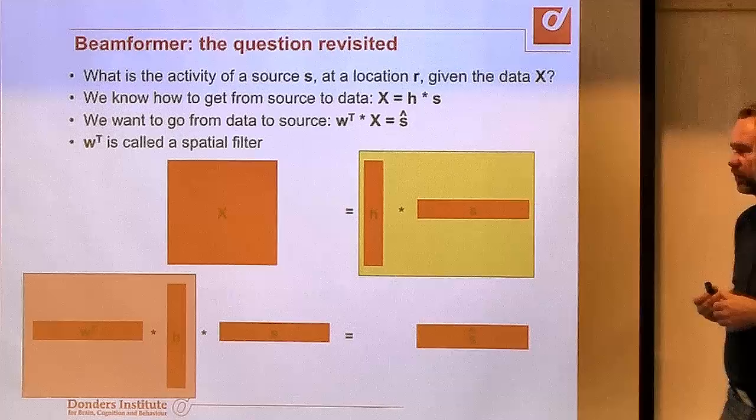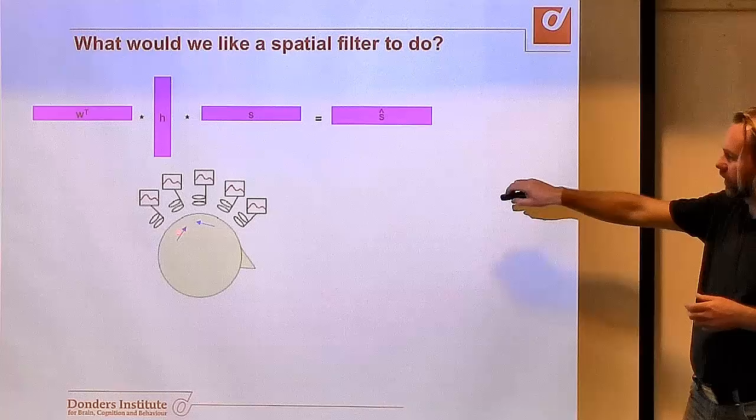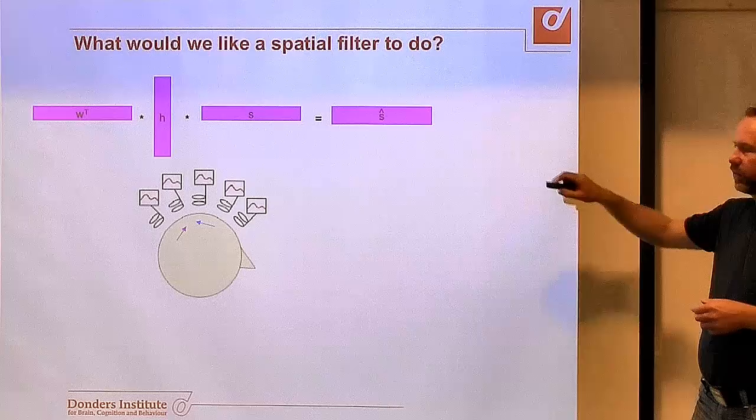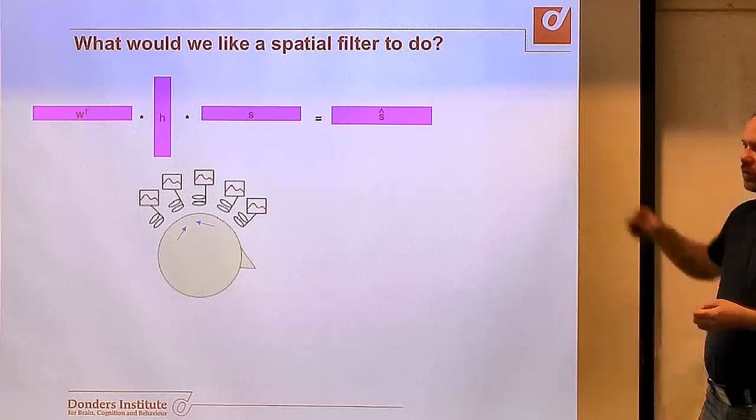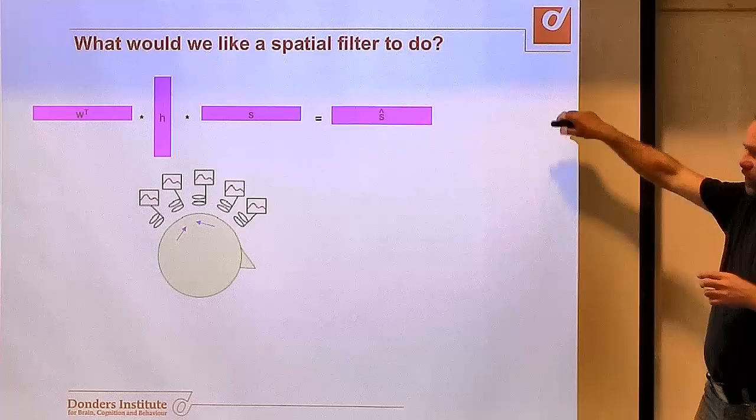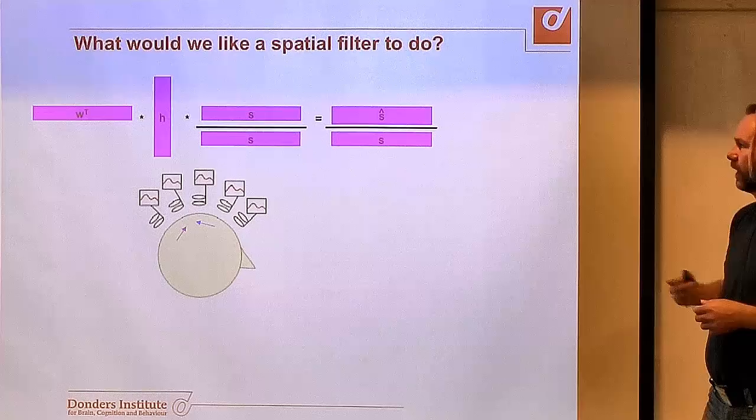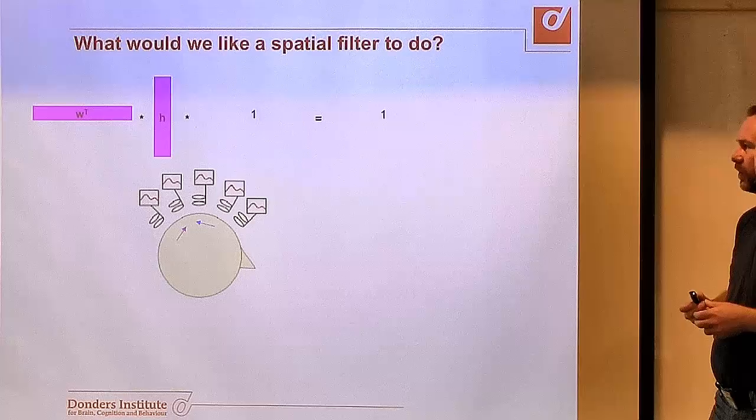So what do we want a spatial filter to do? If we have a source at a given location, so at the purple location, we want W, the spatial filter, times the lead field for that specific location, times the true source, to give us our estimated source. If we look at this equation, we can divide both sides by the source strength. And if these are close to each other, then the division results in one. So what we basically want is W times the lead field matrix should be one.